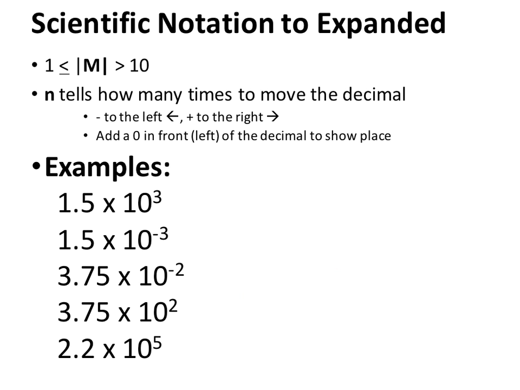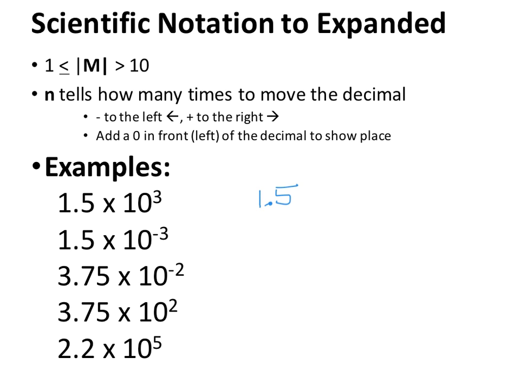So we already have the 1.5, so let's do that. My 3 tells me what? How many times I have to move the decimal. And now, instead of moving it to the right being negative, when I move it to the right, it's going to be positive because we're going the opposite direction. We're going from scientific to expanded as opposed to the other way around.